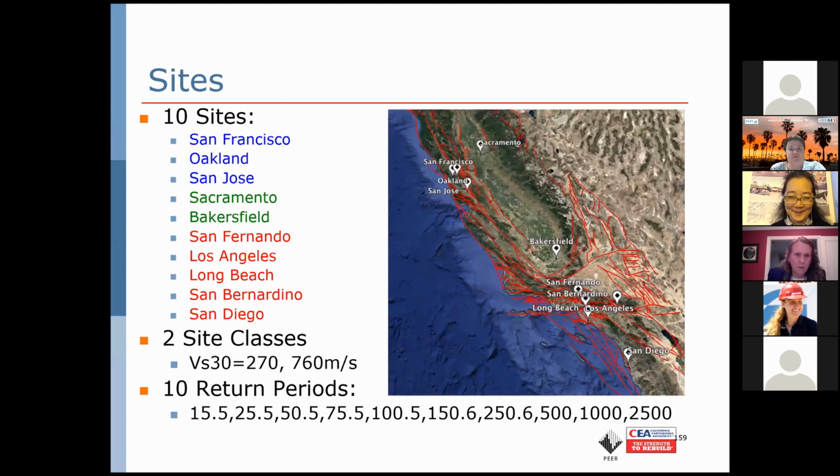So just to give you a little map of what's here, in red, you see the faults from the UCERF3 fault source model that somebody else had already presented earlier. And just to show you where the locations of the 10 different sites are. We've got 3 sites in Northern California: San Francisco, Oakland, and San Jose. And then we have 2 sites that represented the Central Valley as well as a lower seismicity. So we picked Sacramento and Bakersfield, mainly also because of their higher population density as well.